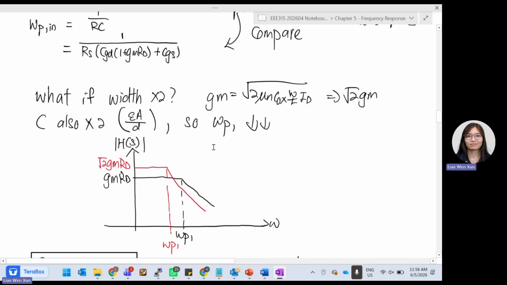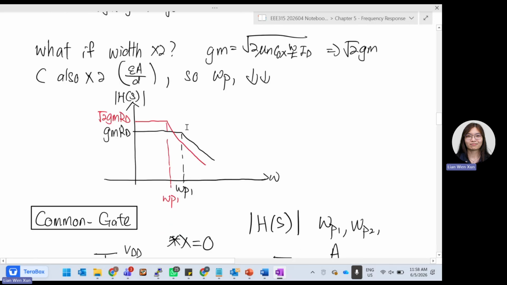So now we can come out with this already. We can draw the Bode plot. The Bode plot says that it's just gmRD, and then probably it will have omega P1, and later you have omega P2. But now we focus on omega P1. So we only are left with this black color curve. Then the gain is gmRD. So we have drawn even the Bode plot already.